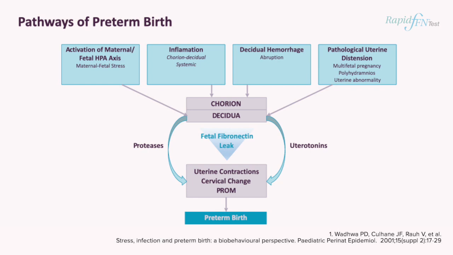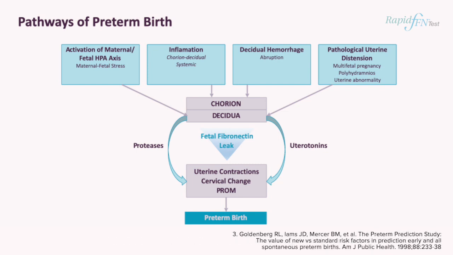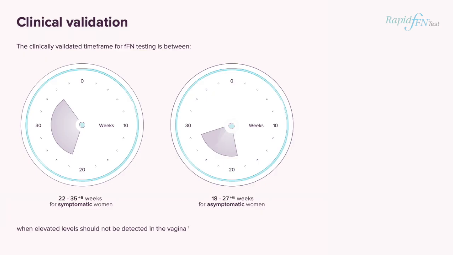Fetal fibronectin is effective at assessing the risk of preterm labour, as it is found in the 4 main causative pathways of preterm labour. Within these pathways, fetal fibronectin leakage occurs prior to cervical length change. This is due to it being a biochemical marker rather than biophysical. Fetal fibronectin is validated for use within 2 groups of patients: between 22 and 35 plus 6 weeks for symptomatic women, and between 18 and 27 plus 6 weeks for asymptomatic women with risk factors for preterm birth.